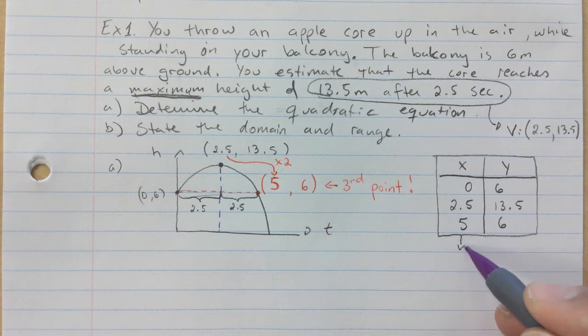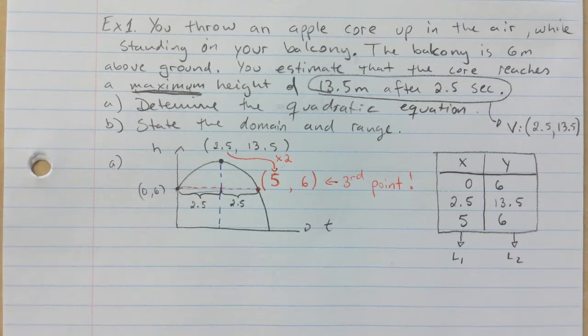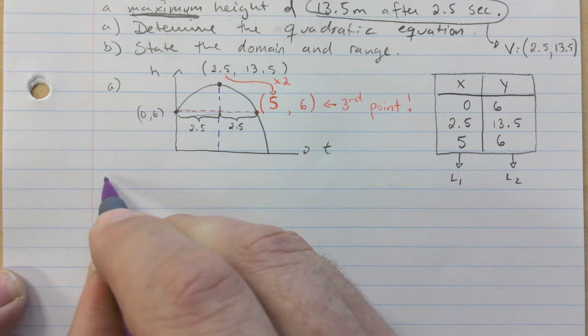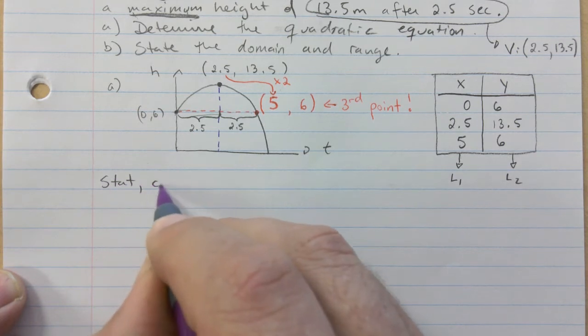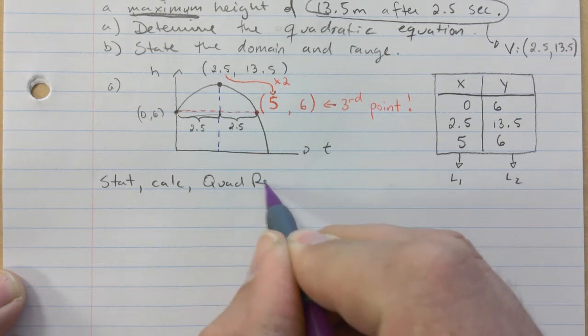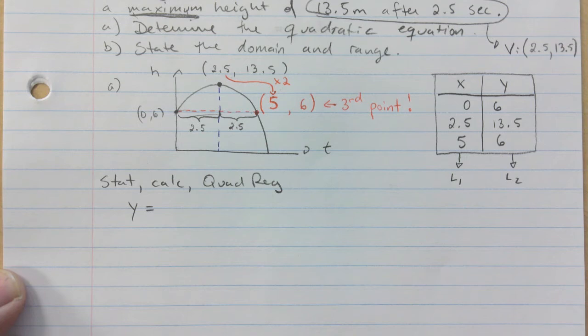We plug this into L1. So this type doesn't have the 3 columns, right? This goes into L2. So we're going to do a stat, calc, quadratic, and we're going to come up with our equation. I'm going to ask you to do that.